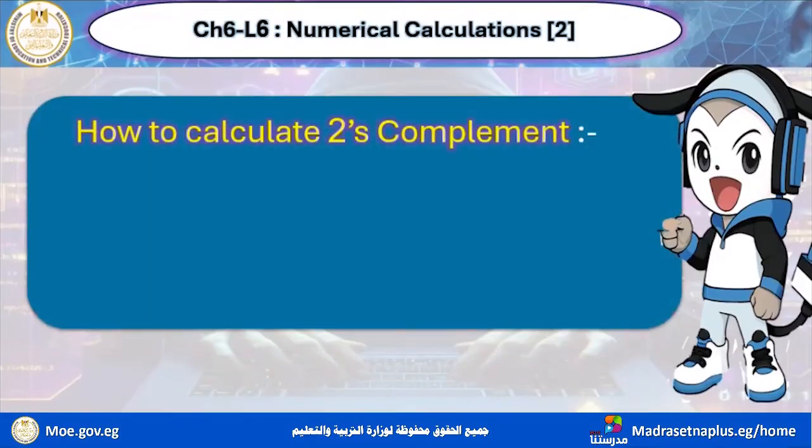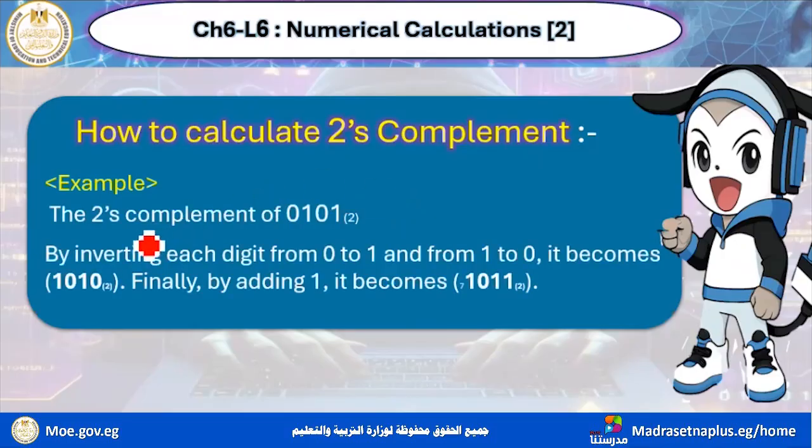Let's see an example. The second complement of 0101. The binary number 0101. Now, by inverting each digit from 0 to 1 and 1 to 0, can you make it? Yes. This 0 will become 1. This 1 will become 0. This 0 will become 1. This 1 will become 0. Have we finished? No, we need to add 1.